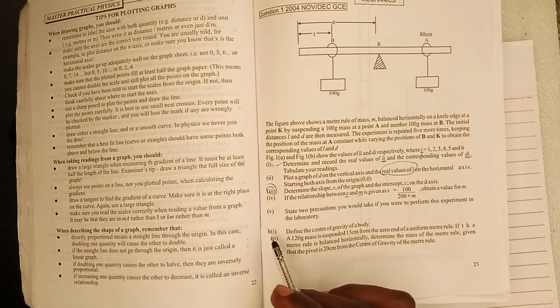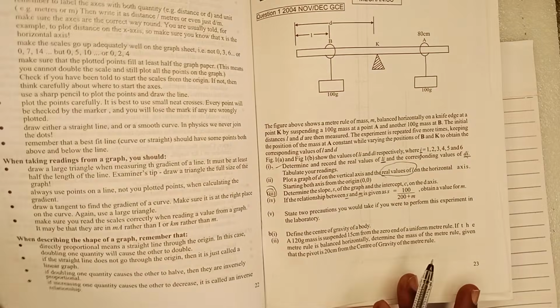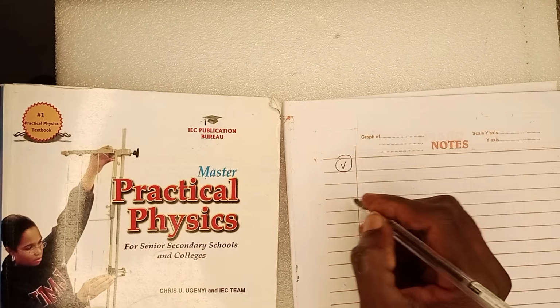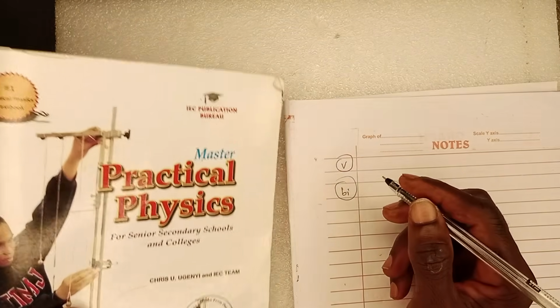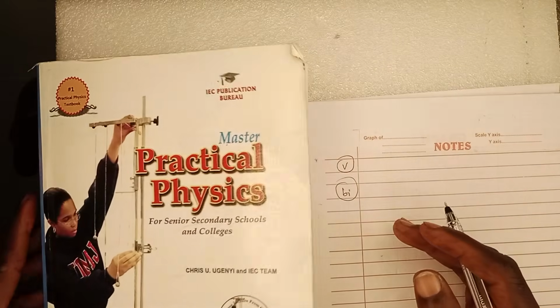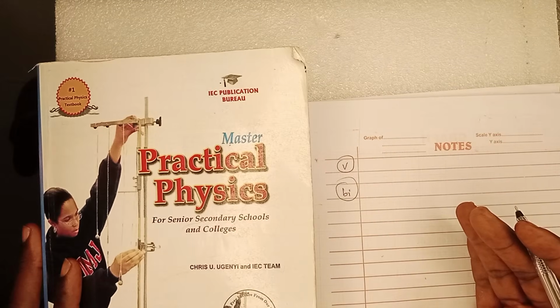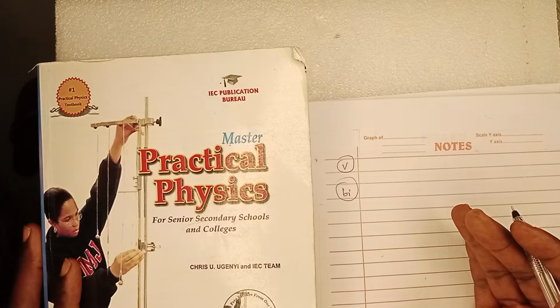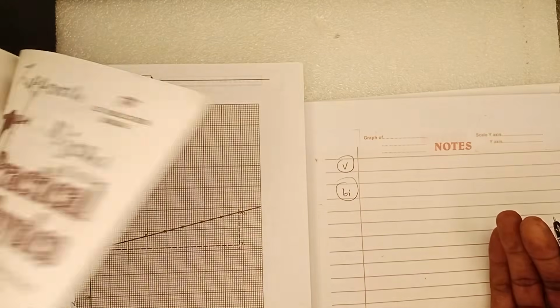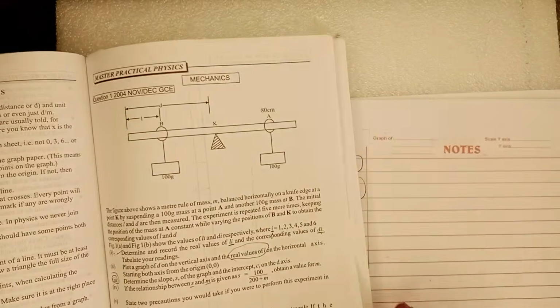The next thing asks us to find VI, the center of gravity of a body. VI. The center of gravity of a body is simply a point where the entire mass or weight of the body is concentrated. And then the next question they ask us is this.